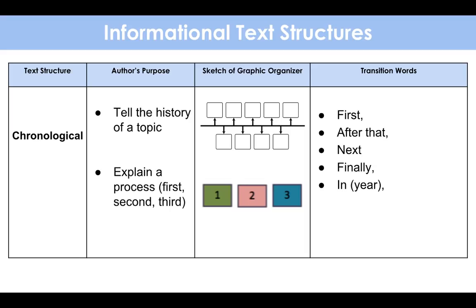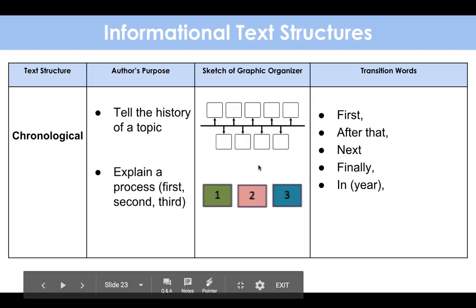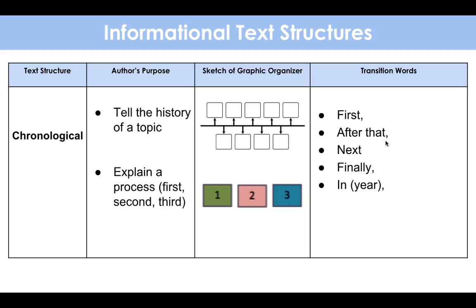Sorry, I was kidding. There's one more. Chronological, or sometimes you'll hear it called sequential. The author's purpose or goal is to tell the history of a topic, what happened first, then, next, or to explain a process, first, second, third, or how to do something. Some transition words you'll see are first, after that, next, finally, or in, and then the year. Notice that chronological is really similar to narrative. The main difference is that narrative can be made up, but in informational text, chronological is always about something that really happened.